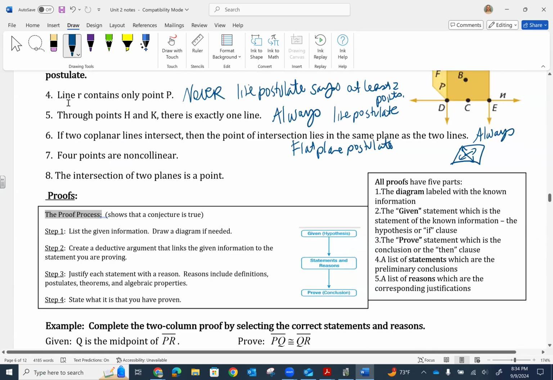Four points are non-collinear. That would be sometimes. Can you think of four points that could be collinear, all on the same line? Could you think of four points that are not collinear? You can't connect them with a line.